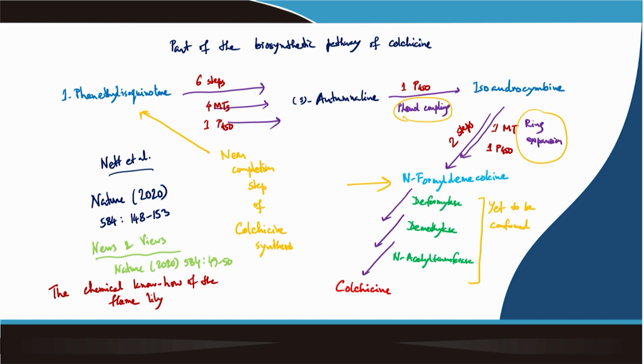So, the enzymes for the final 3 steps, in which N-formyl demecolcine is thought to be converted into colchicine, are not yet confirmed at the molecular level, but it was predicted that deformylase, demethylase and N-acetyl transferase will do the job. Okay. Now, this is in brief what has been elucidated by Nett and colleagues in this paper published in Nature.